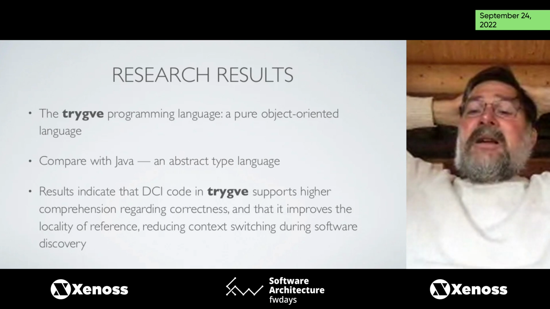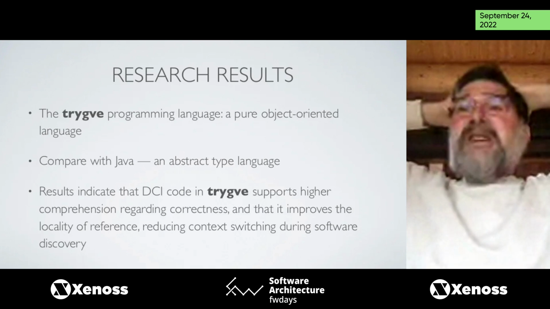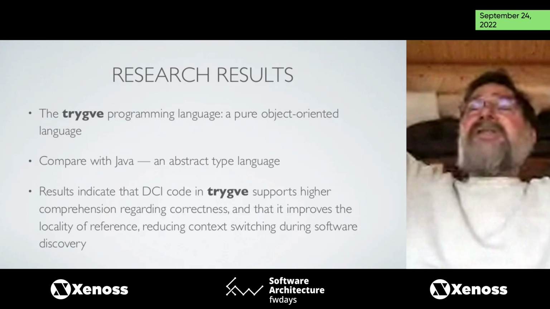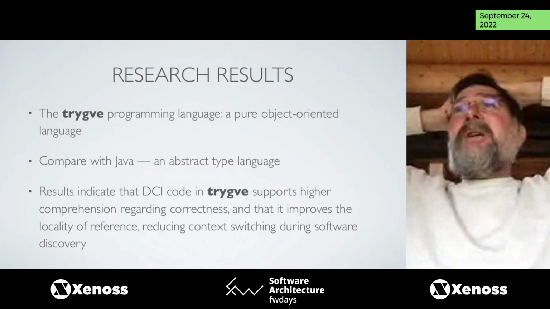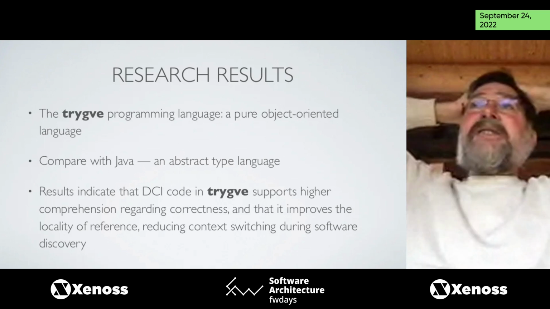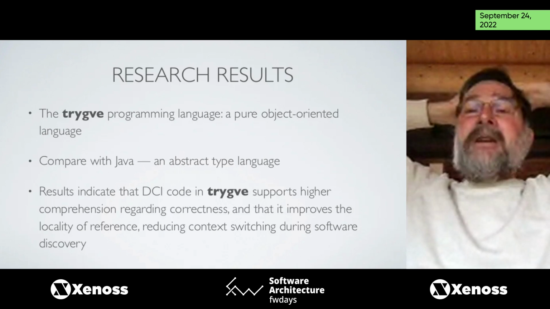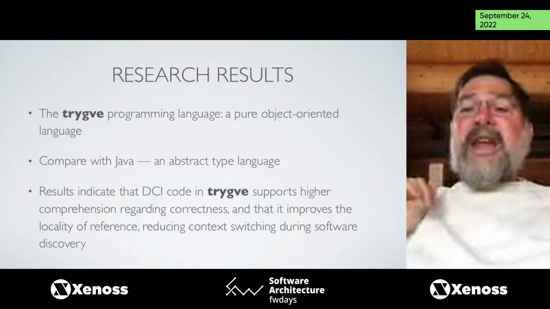And the research shows that DCI aids comprehension. It also increases locality of reference. So we avoid the overhead of this context switching, and that reduces the solution time and, again, helps understanding.